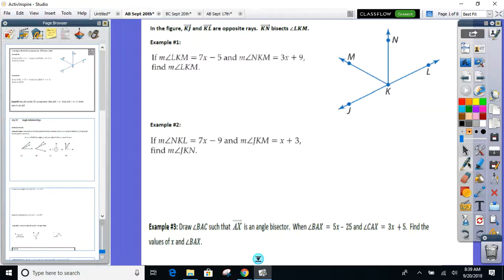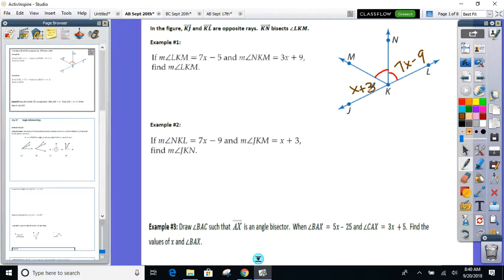All right, next step is, what's this word bisects mean from Tuesday? Good, Ryan. Okay, cuts it in half, cuts the angle LKM into two congruent angles, and we had arc marks to represent that. So these two angles are the same measure. And in example 2, it said NKL is 7x minus 9. And then it gave me this angle here, JKM, x plus 3.